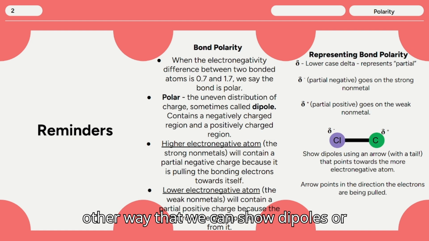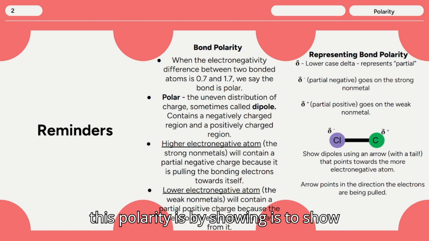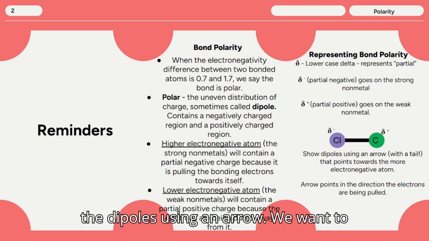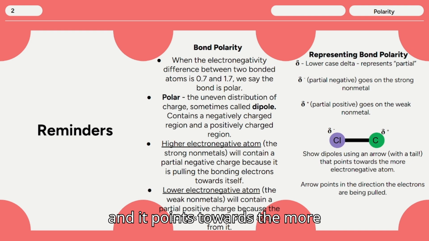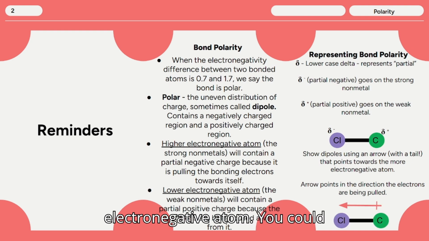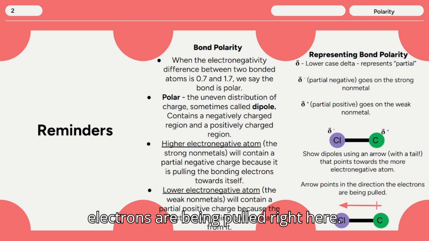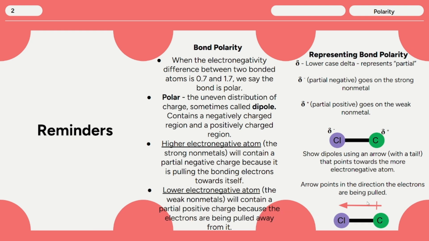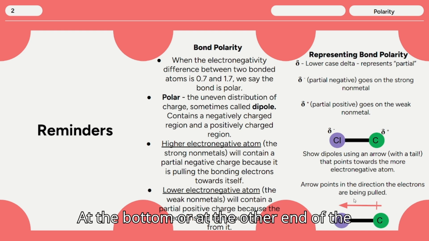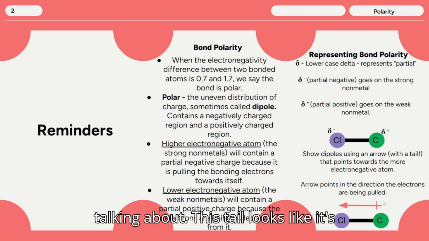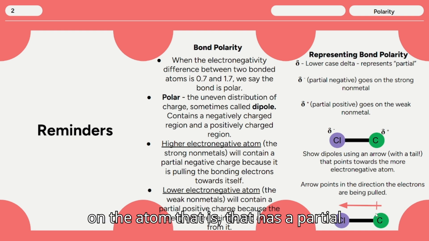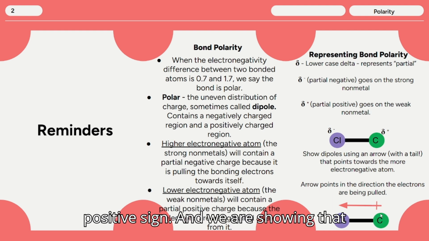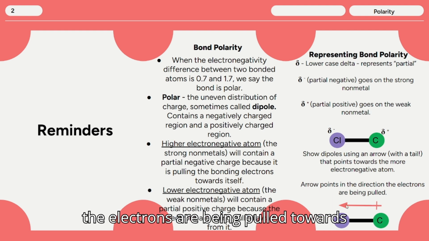The other way that we can show dipoles or this polarity is to show the dipoles using an arrow. We want to remember that this arrow does have a tail and it points towards the more electronegative atom. You could also think of it as the arrow is being pointed towards the way that the electrons are being pulled. Right here, at the other end of the arrowhead, this is the tail that I'm talking about. This tail looks almost like a positive, and it is going to be on the atom that has a partial positive sign, and we are showing that the electrons are being pulled towards chlorine.